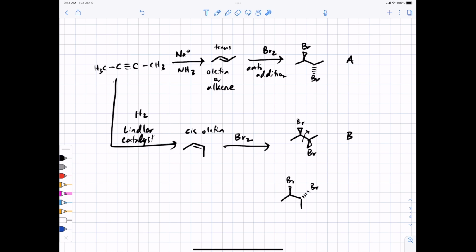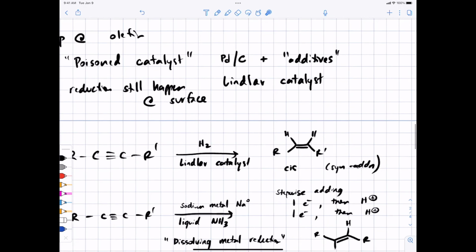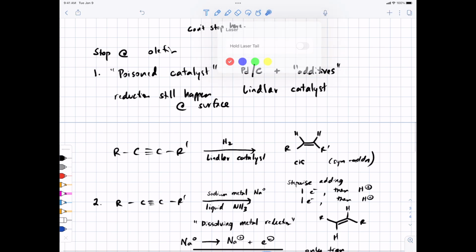The Lindlar catalyst again, yeah. This is just as to what it is and what its components are, it's palladium on carbon plus various additives. It gives you, like regular hydrogenation, syn addition of H2 across a pi bond, and that's why you get the cis olefin. The reason you stop at the olefin instead of going on to the alkane is that these additives slow down the catalyst.